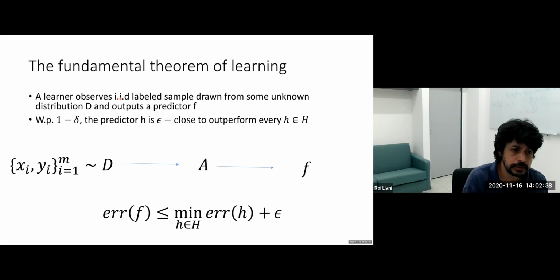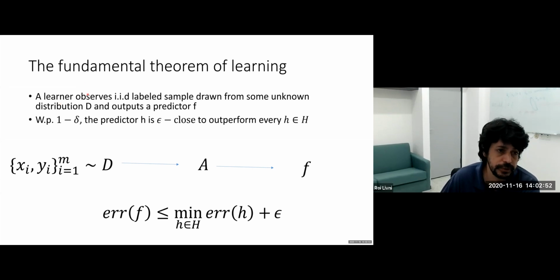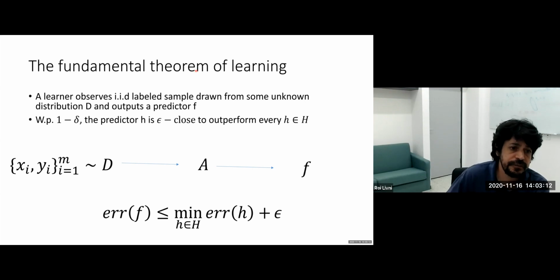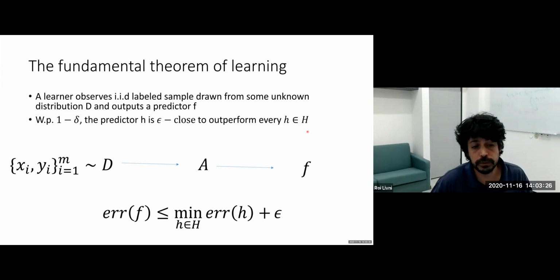So what is learning first? What is a learner? I won't go into the definition because I assume that you saw it in many talks in the past. But basically you have a learner that observes an i.i.d. labeled sample drawn from some unknown distribution, and it needs to output a predictor. What we want is that with probability 1 minus delta, the predictor, this is f, is epsilon close to performing as well as some class of predictors or functions that we want to learn.